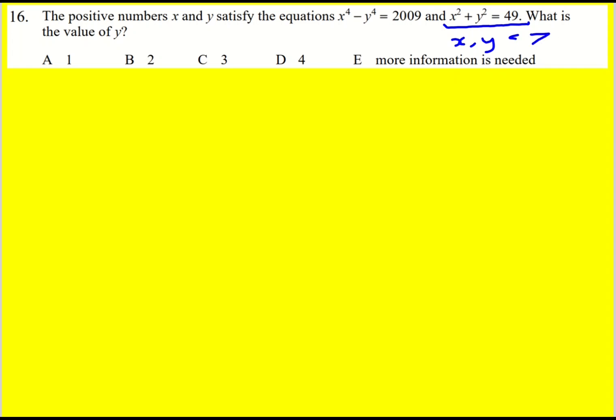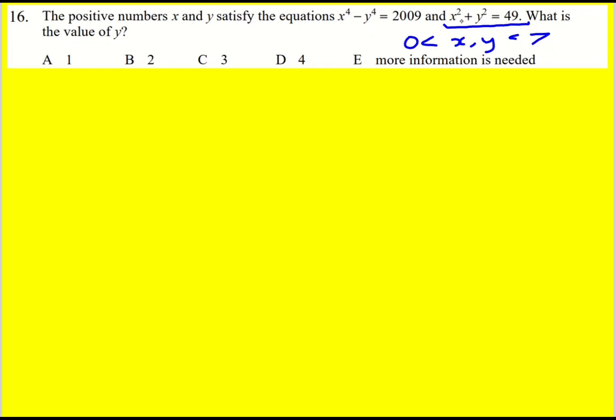There's no way that they could equal 7 even, because if one of them equaled 7, the other one would have to be 0, and they're both positive. If they're greater than 7, then again, there's no way. If x was 8, then immediately we're up to 64 here. So they've got to be less than 7, and of course, they're greater than 0. I'll just write that down.